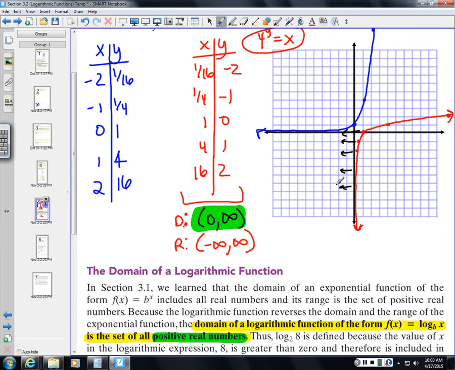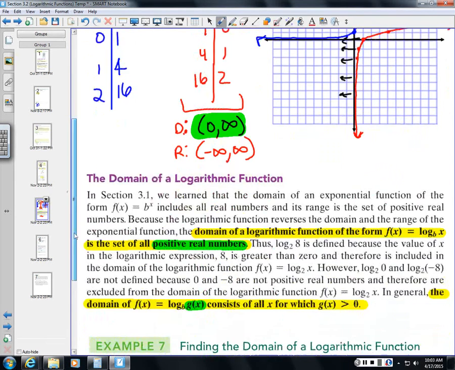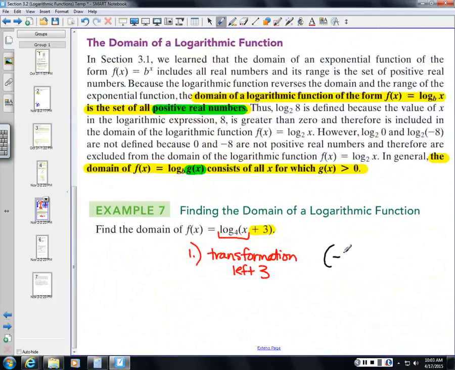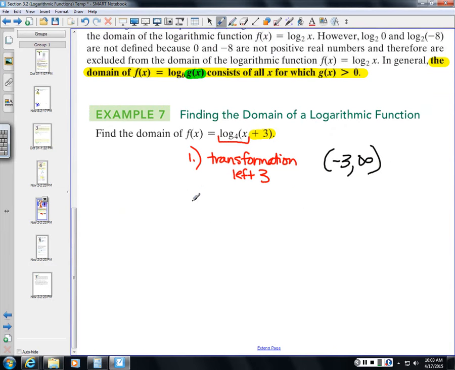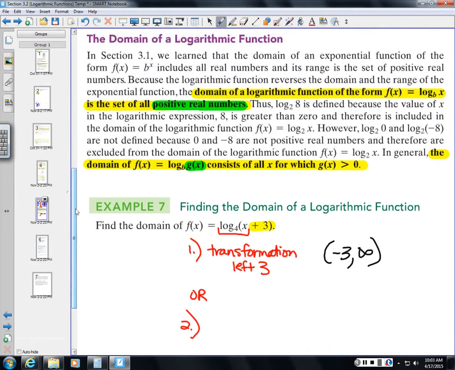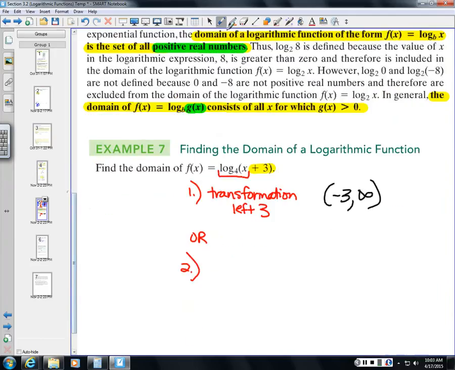Guess what's going to happen to my domain? It's going to move from 0 to negative 3. So that's one way we can do it. That's how much and how often your transformations can come in handy and can save you a little bit of time. Or you can use this definition that we just went through about the domain of a log function.